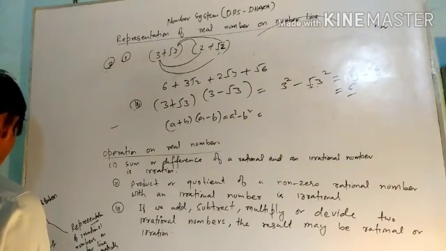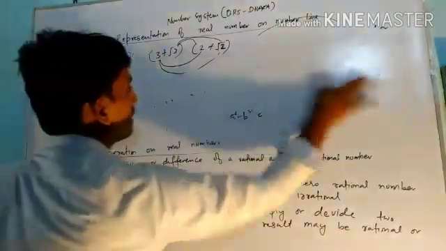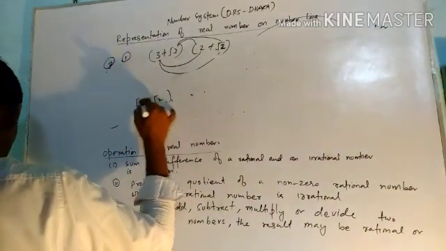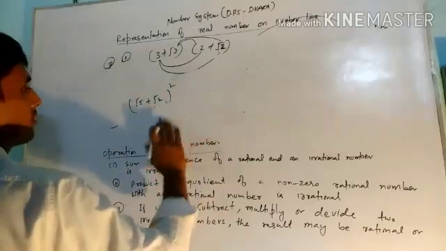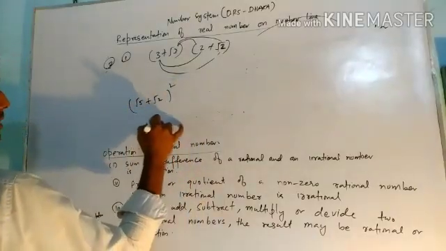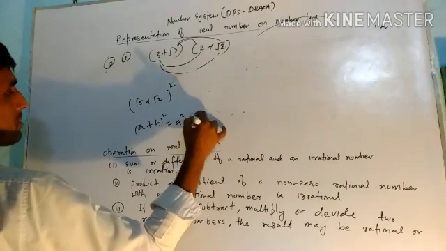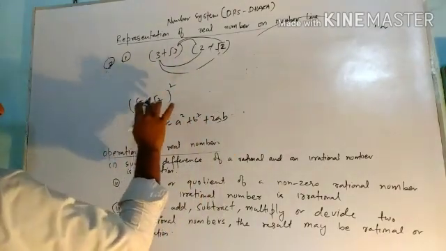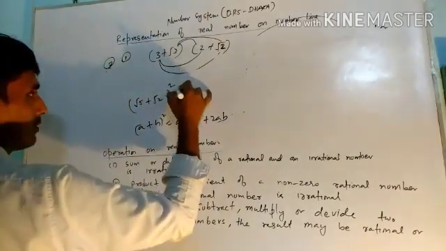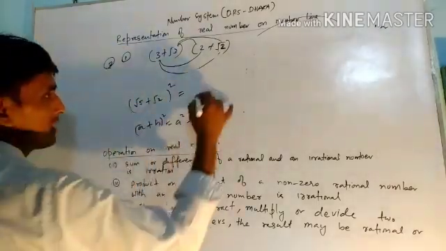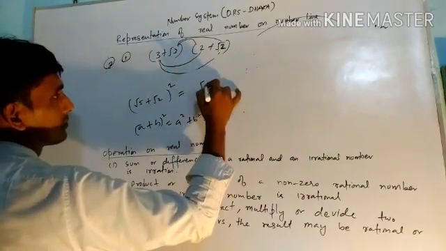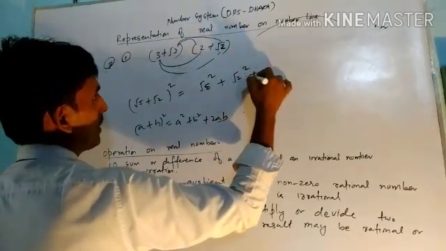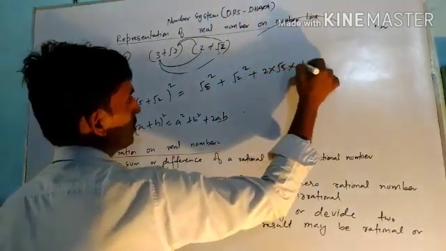Part 3 of this question: root 5 plus root 2 whole square. So these are very simple questions. You know the formula, a plus b whole square is a square plus b square plus 2ab. So here root 5 means a, root 2 means b. So root 5 plus root 2 whole square is equal to root 5 square plus root 2 square plus 2 into root 5 into root 2.